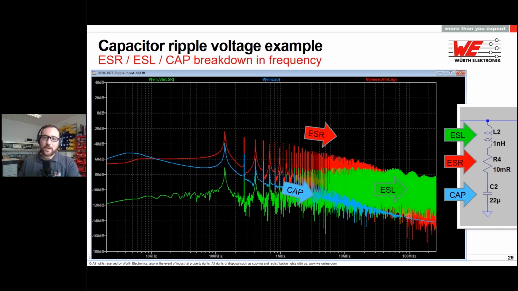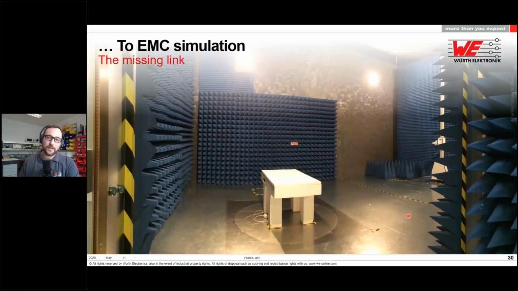So today I want you to make an educated guess in picking the right capacitor. Now that I have highlighted the importance of the parasitics, I want to show you. The first thing is to get the parasitics right to start the EMC measurement. And the second thing is to find the missing link.